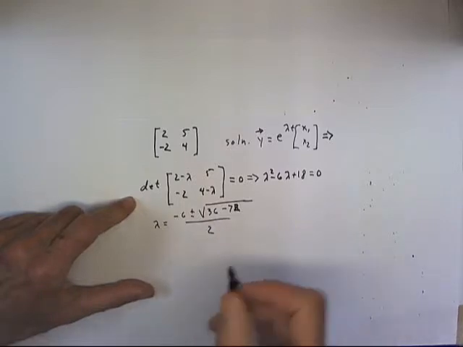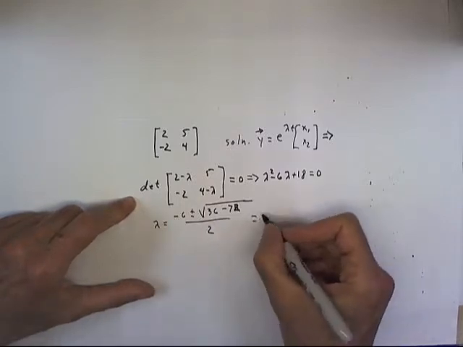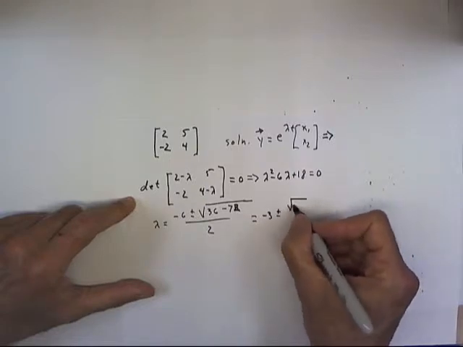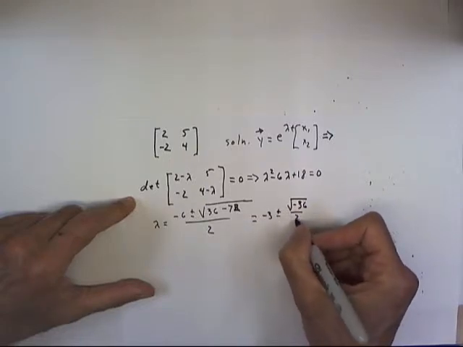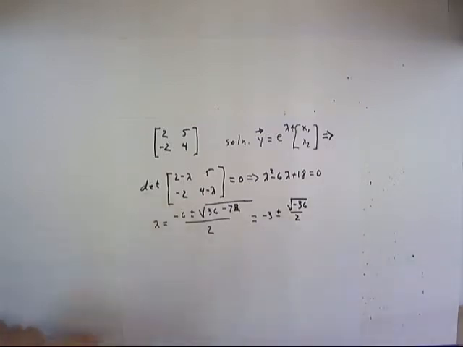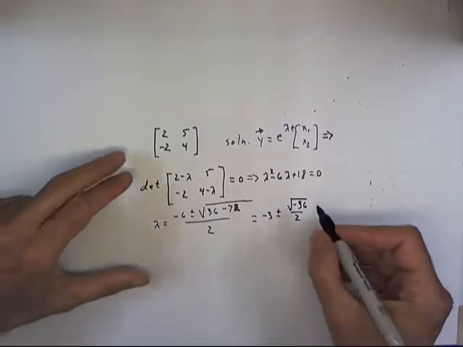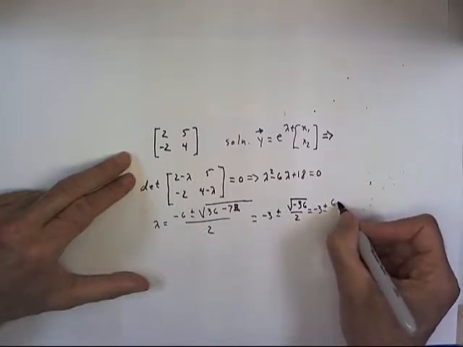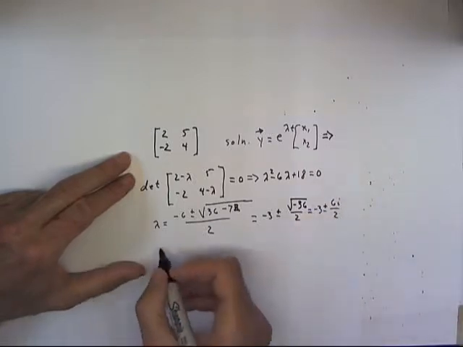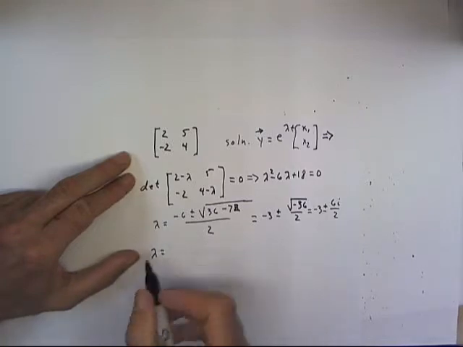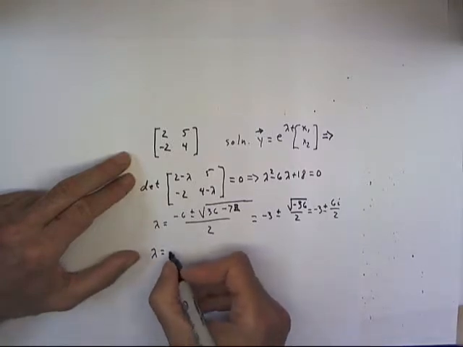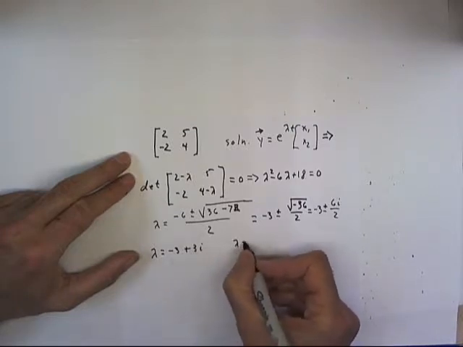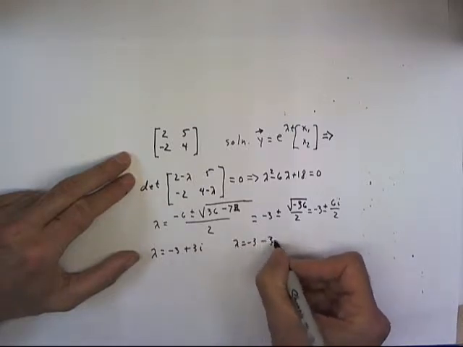And that's divided by 2, which is going to then be negative 3 plus or minus the square root of negative 36 over 2. The square root of negative 36 is 6i. So we have negative 3 plus or minus 6i divided by 2, finally giving us the two eigenvalues. Lambda equals negative 3 plus 3i, and lambda equals negative 3 minus 3i.